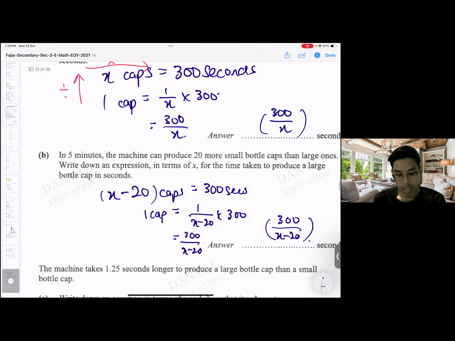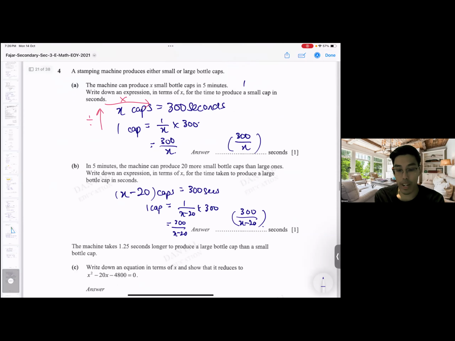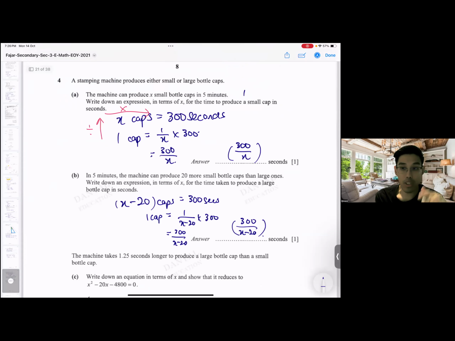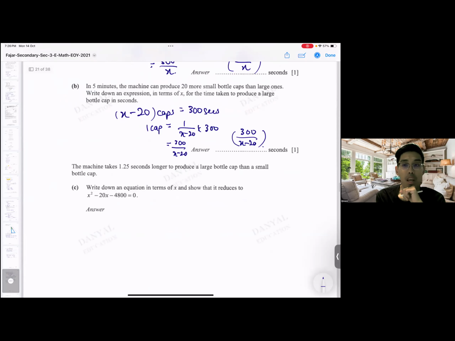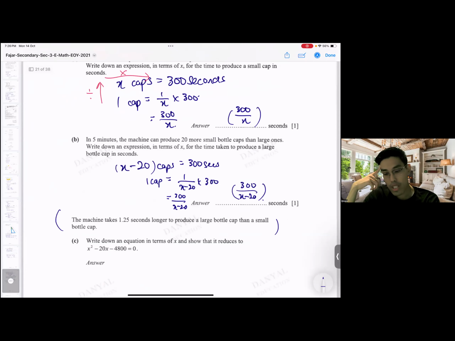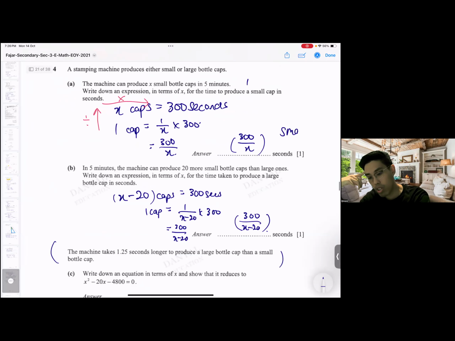Okay. Now we express the expression correctly already. Now the most important part of the question is here. Part C. How do we use this information and put the expressions in the correct manner such that it can help us to get the quadratic equation that they requested for? Important. The machine takes 1.25 seconds longer to produce a large than a small. Okay. So let's recall. In the first part, they are asking for small. In the second part, they are asking for large. This is the thought process.